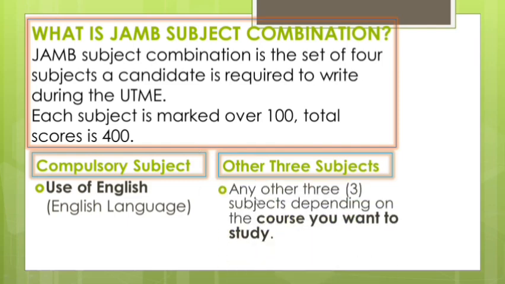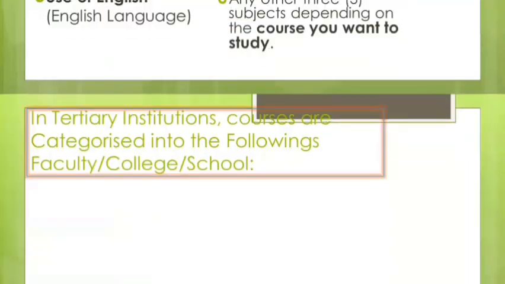Let's look at other ones. After the compulsory English language, a candidate is expected to choose any other three subjects depending on the course he wants to study. So in this video, we shall be looking more at the other three subjects a candidate is expected to write, since Use of English is compulsory for all candidates sitting for the exam.